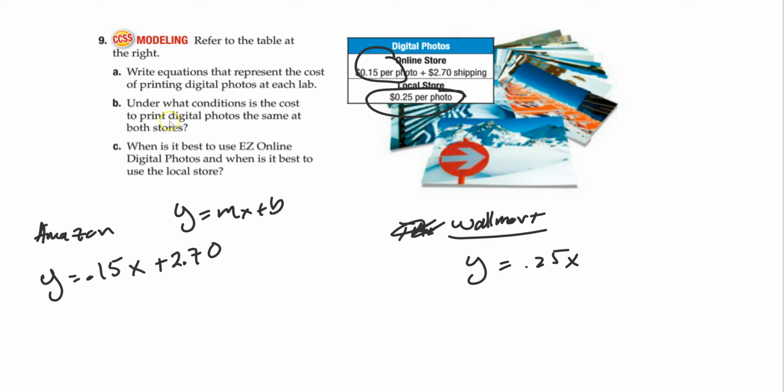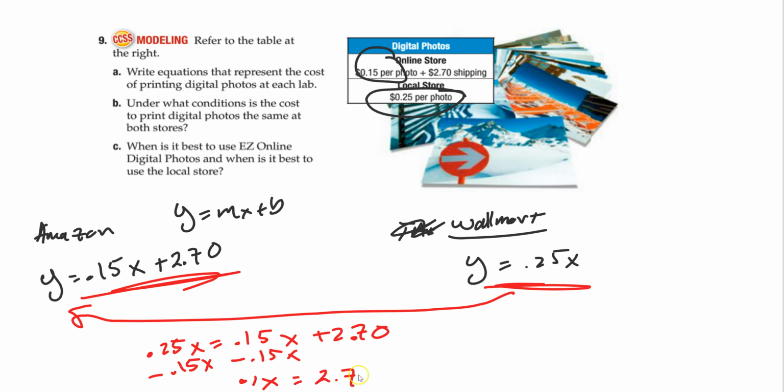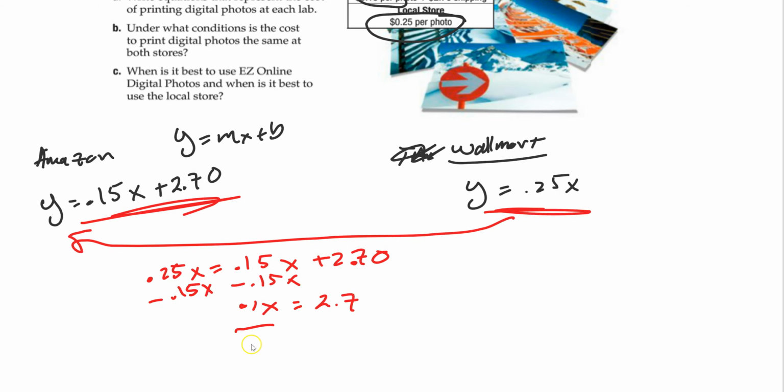Under what conditions is the cost of digital prints the same at both stores? This one doesn't want me to graph. It just says, when they're the same. So that's when they're going to equal each other. Just set them equal to each other, right? Substitution, plug this in for the y over there. So 0.25x equals 0.15x plus 2.70. Minus 0.15x, I get 0.1x equals 2.7. Divided by 0.1, remember, that just moves the decimal over, and you get 27. So when you buy about 27 photos, it doesn't matter where you get it from.